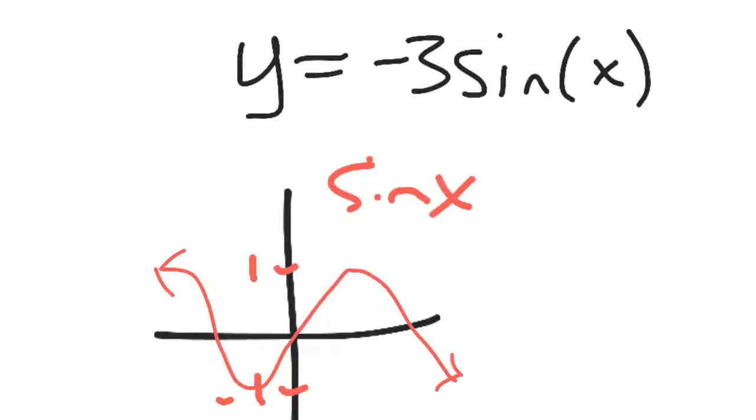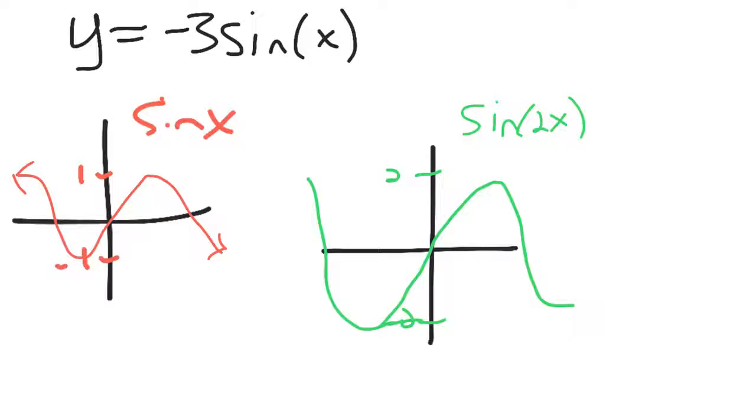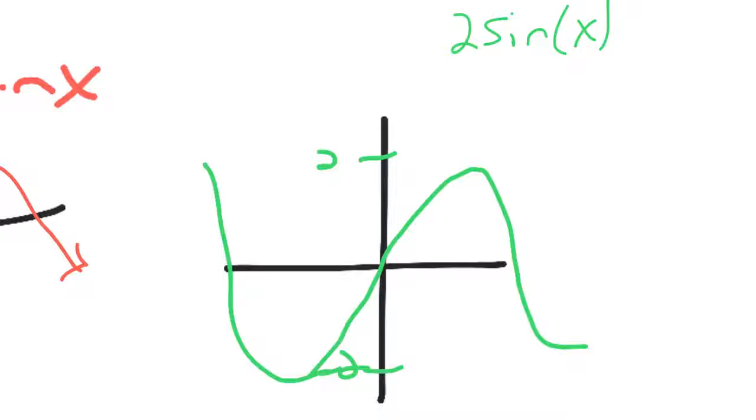distance it can go. We say 2 sine of x has an amplitude of 2, because 2 is as high as it can go and 2 is as low as it can go.